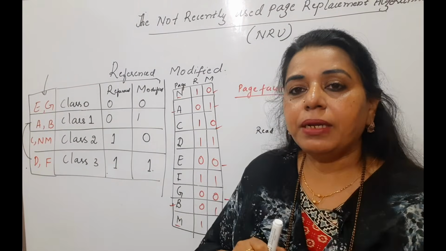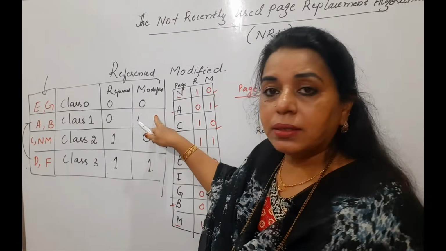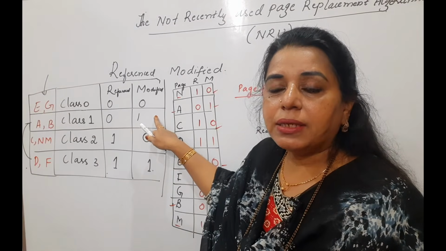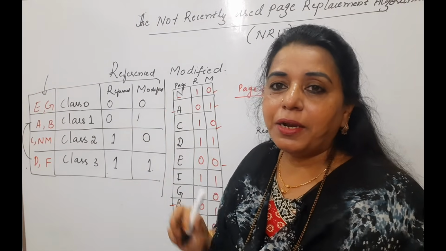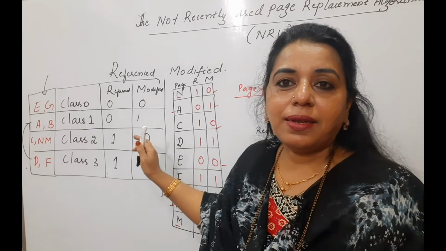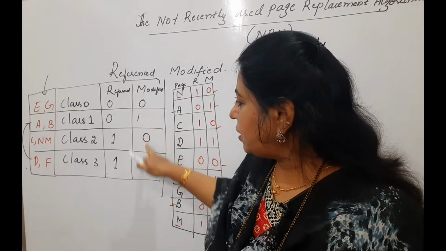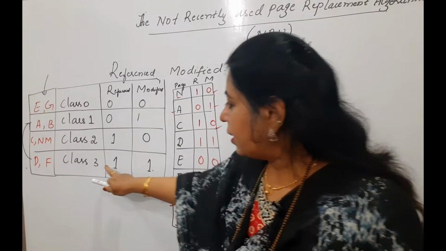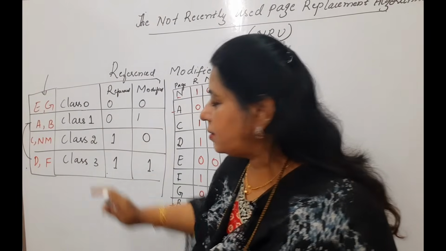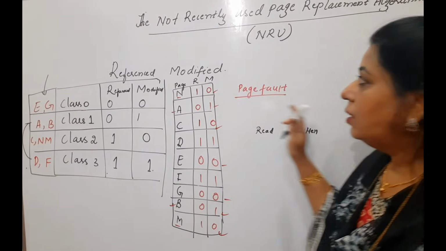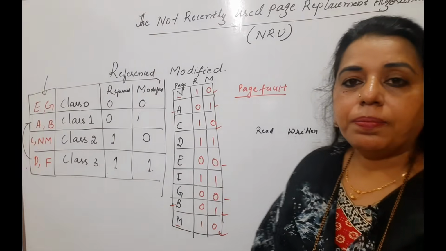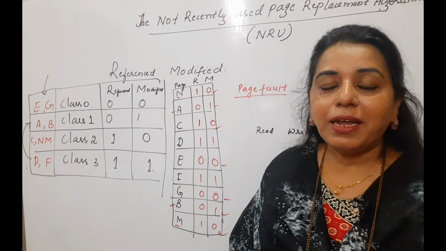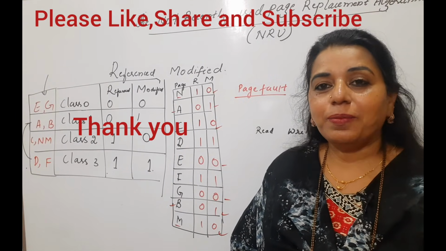We are not disturbing the modified bit here because it has to be decided whether this page has to be rewritten into the disk or not. That is the reason the interrupt will not change the modified bit for class 3. So class 1 is the result of class 3. This is how the not recently used page replacement algorithm works.